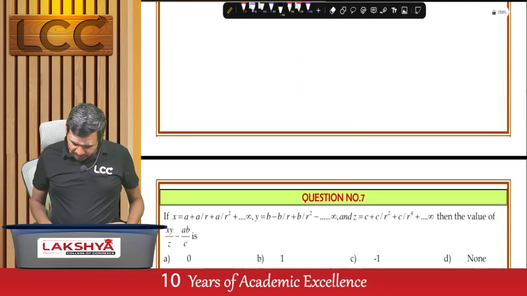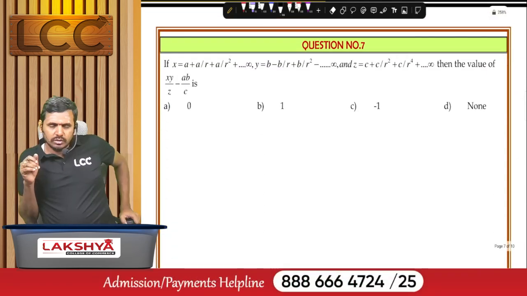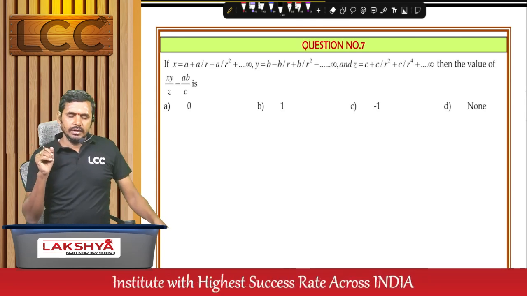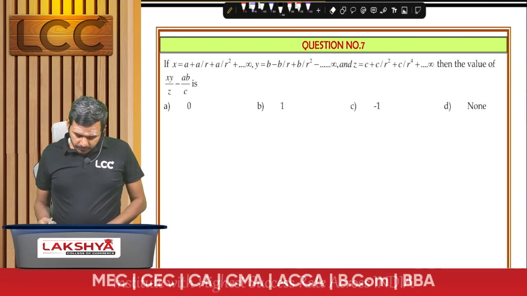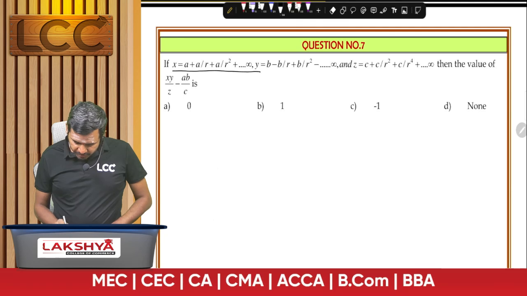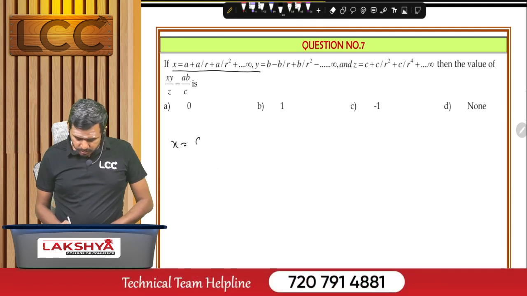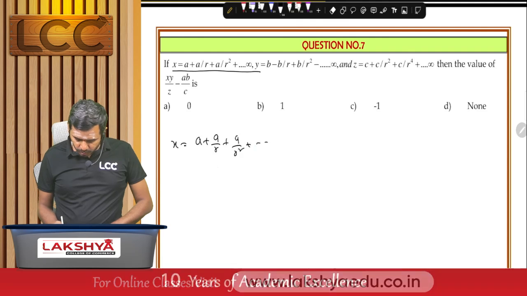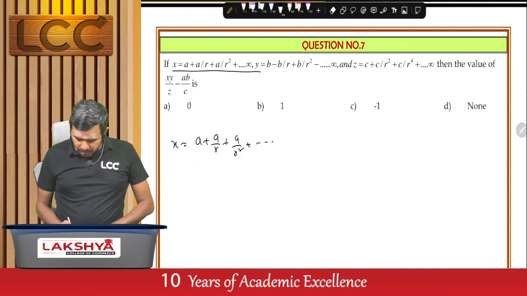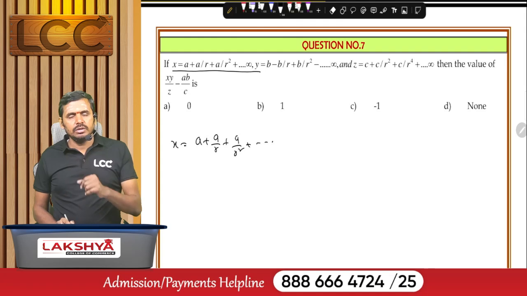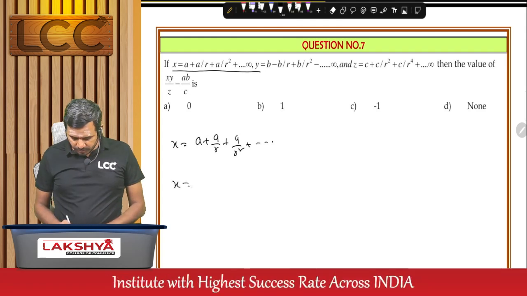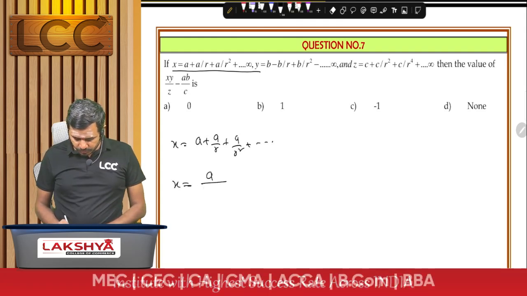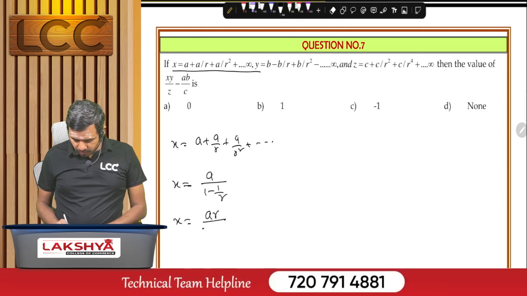Okay, next problem. It is also a sum of infinite terms of GP. Observe this progression. First simplify the first expression. x is equal to a plus a by r plus a by r square and so on. Here the first term is a, the common ratio is 1 by r. Then the sum of infinite terms is a by 1 minus 1 by r. Therefore x is equal to ar by r minus 1.